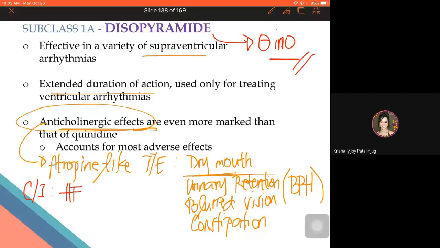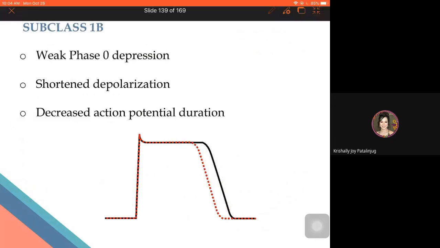Okay. Now let us have class 1B. Okay, class 1B agents. I have introduced earlier that class 1B, these are the weak. Siya naman yung weak. Si class 1A, sila yung moderate sodium channel blockers.